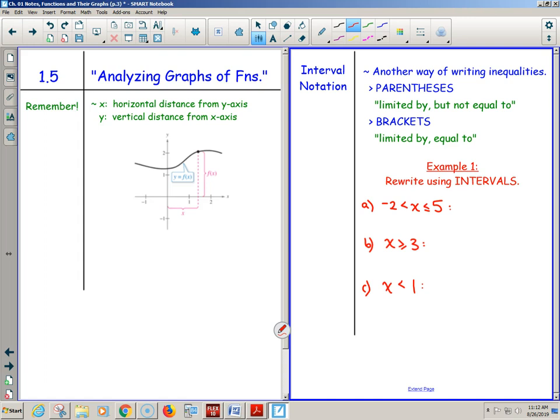Now, none of these are going to look a lot like ordered pairs because I need a parenthesis for this one to show the left boundary of -2. But I'm going to be able to use a bracket for this one because the 5 is allowed to or needs to be included. Or equal to uses a bracket as an edge, and the other side uses a parenthesis.